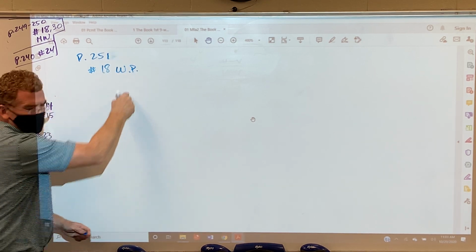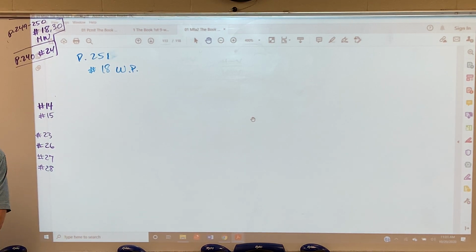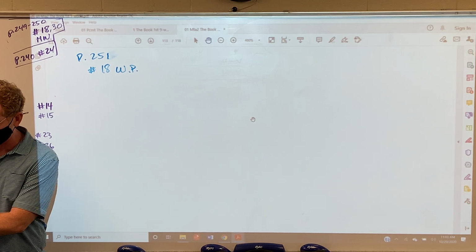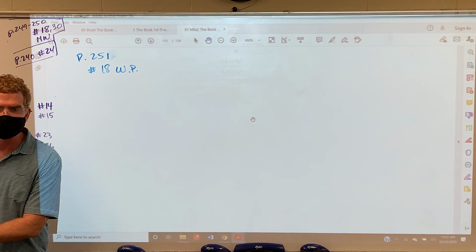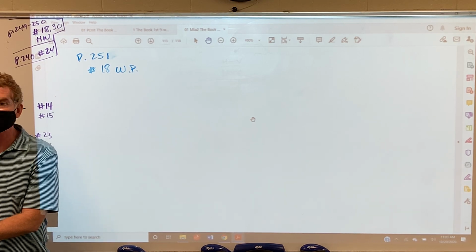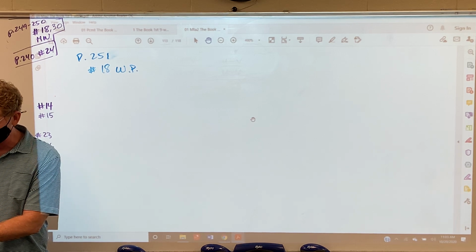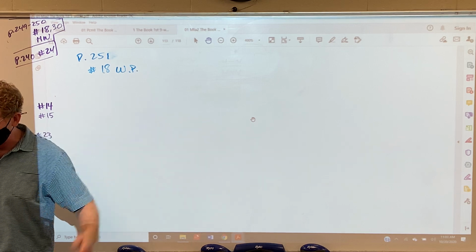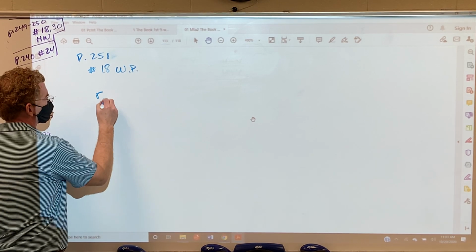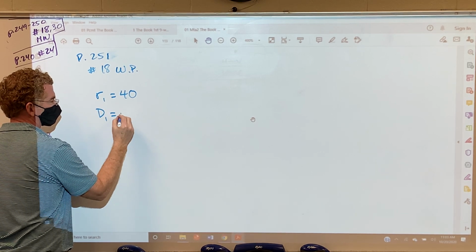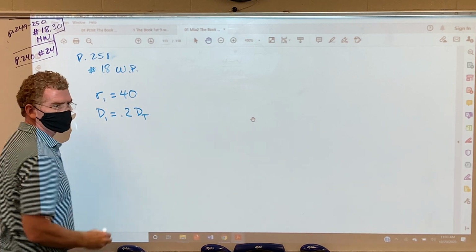So the word problem on 251 said, because of traffic, you're going to have to read this along if you're at home, Maria could average only 40 kilometers an hour for the first 20% of her trip. To me, that's kind of misleading because you see average rate and you think it's the average rate, but it really is just the rate. The first 20% of her trip, the first 20% of the distance traveled, the rate was 40 km. So I'm going to write the first rate is 40, and the distance is 0.2 of the total distance.